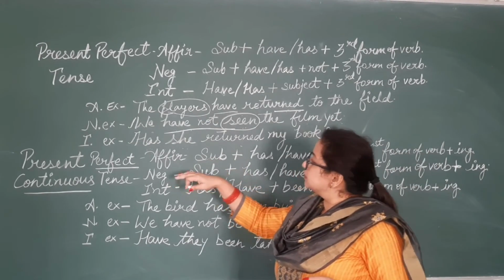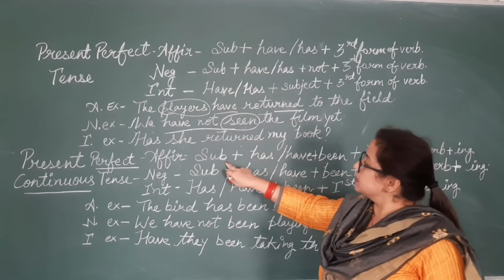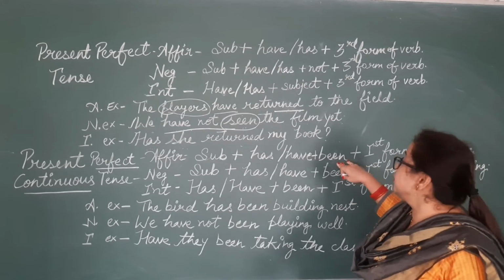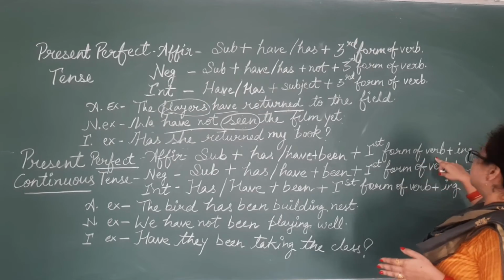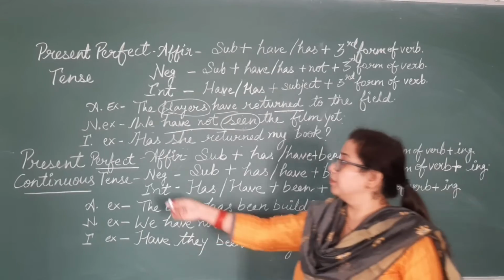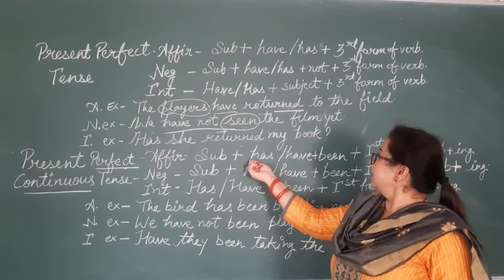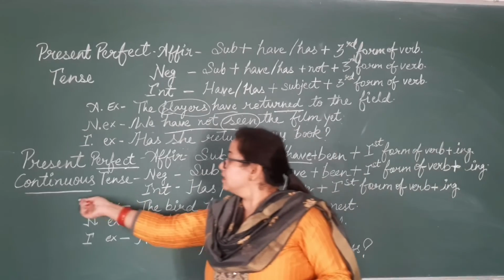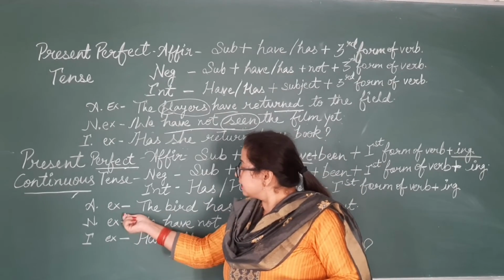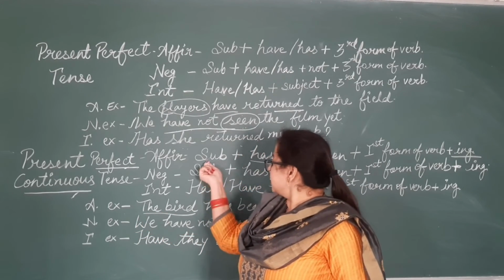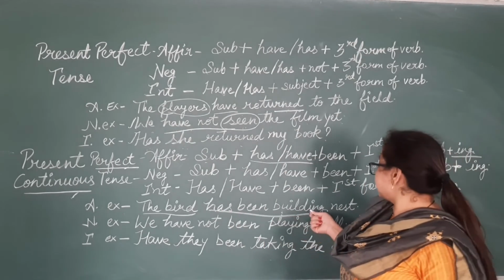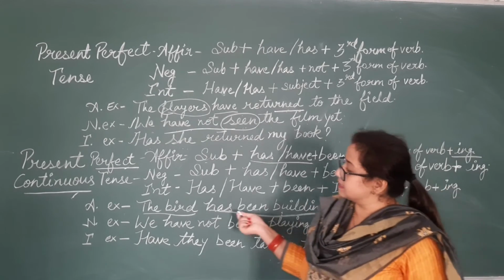Here is affirmative. The formula of affirmative is subject plus has or have plus been. In the perfect continuous tense, we use been plus the first form of the verb plus ing. Because we write perfect first, we put has or have here, and because of continuous, we use ing. All right, the example would be like this: the bird, our subject, has been building. Building is the first form of the verb plus ing. Nest. So that is our example.